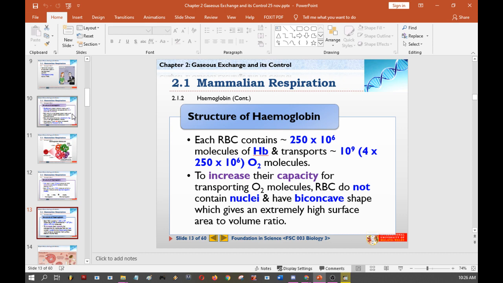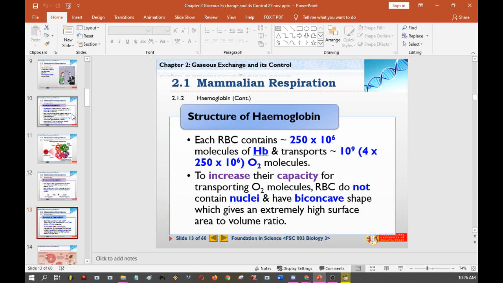Okay, so each red blood cell contains 250 million molecules of Hb, meaning that one Hb would carry 4 molecules of oxygen. So times by 4, you get 10 trillion O2 molecules.